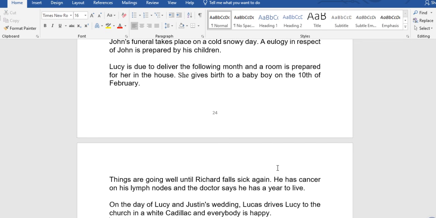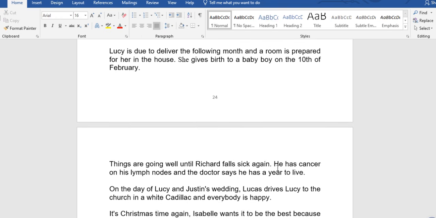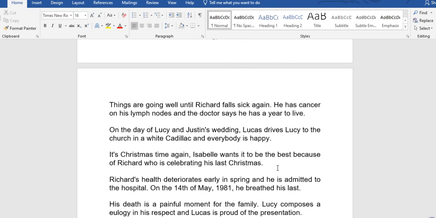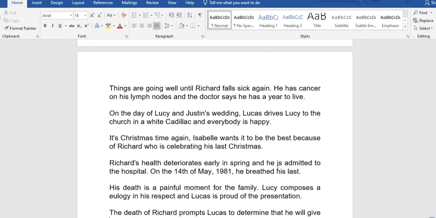Lucy is due to deliver the following month and a room is prepared for her in the house. She gave birth to a baby boy on the 10th of February. Things are going well until Richard falls sick again. He has cancer on his lymph nodes and the doctor says he has a year to live.